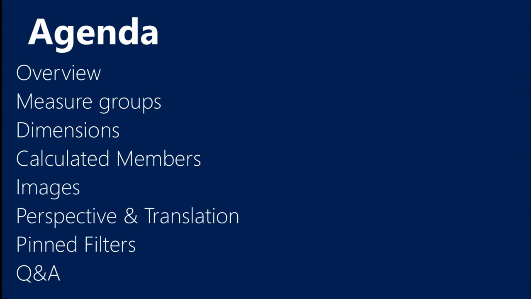We're going to look at all the different types of things that are exposed in multidimensional models that are not there inside tabular models. Things like measure groups, dimensions, calculated members, images. In this case, images were not exposed in multidimensional models before, but it was a function in Power View. Then perspectives and translations: how does it work? And the last thing, pin filter, is actually not a multidimensional feature, but a feature the Reporting Services Power View team sneaked in. So we're going to look into that as well.